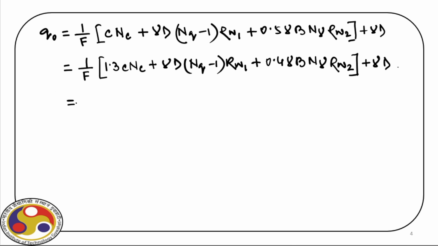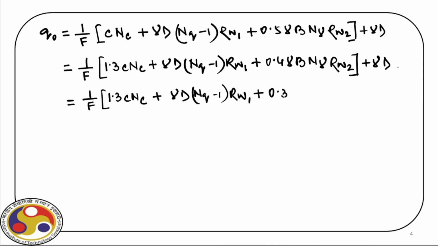And for circular foundation, the only change is in the second coefficient. So 1.3 C Nc + gamma D (Nq - 1) Rw1 + , instead of 0.4, here it is 0.3 gamma B N gamma Rw2 + gamma D. So the first one is for strip, second one is for square footing, third one is for circular footing.